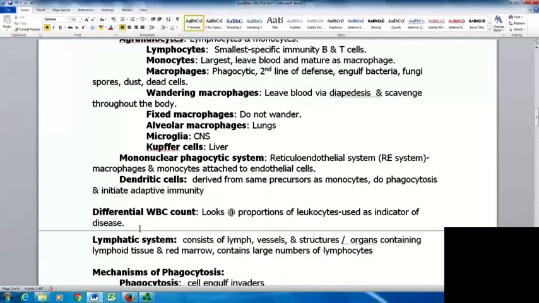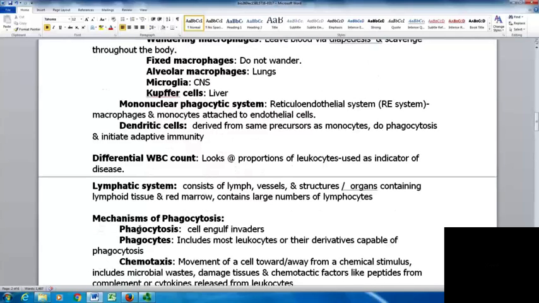So one way of getting a picture of what's going on in the body is to do a differential white blood cell count. This will look at the proportions of the leukocytes, and this can be used as an indicator of disease. Your lymphatic system, this will consist of lymph vessels and the structures or organs containing the lymphoid tissue and your red marrow. So these will contain large numbers of lymphocytes.